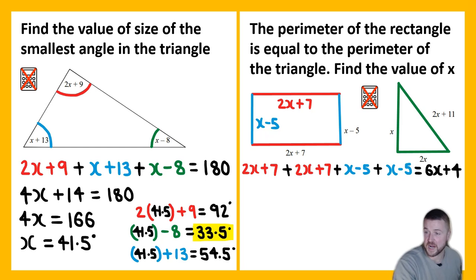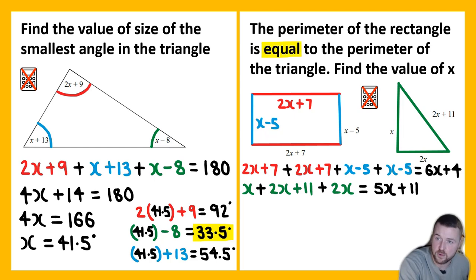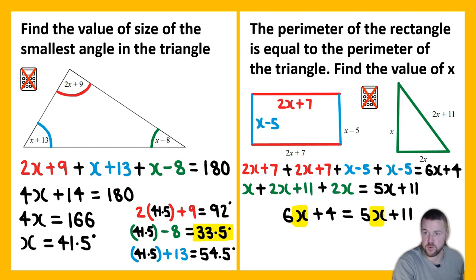The perimeter of the triangle can be found by adding the three lengths together. x plus 2x plus 11 plus 2x is equal to x plus 2x plus 2x is 5x, and then adding 11. I know that the perimeter of the rectangle is equal to the perimeter of the triangle, so equating these two expressions equal to each other will allow me to solve to find my unknown variable x.